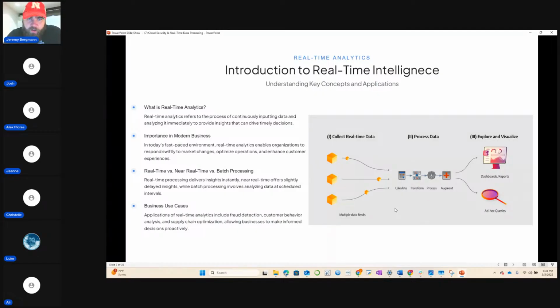Okay, so an introduction to real-time intelligence. We're going to understand some of the key concepts and applications of real-time intelligence. So this is a basic pipeline. You collect real-time data. It's a whole bunch of data feeds. Maybe it's streaming data feeds. It's IoT. Maybe it's social media data and so forth.